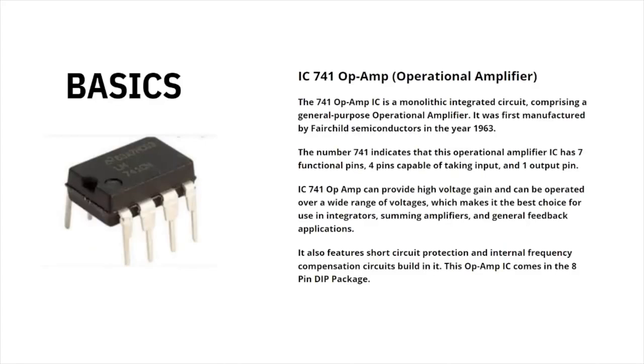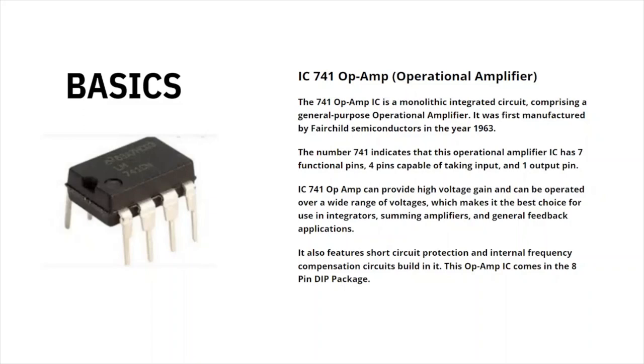So here we have the first basics of IC 741 op-amp, operational amplifier. The 741 op-amp IC is a monolithic integrated circuit, comprising a general purpose operational amplifier. It was first manufactured by Fairchild Semiconductor in the year 1968.